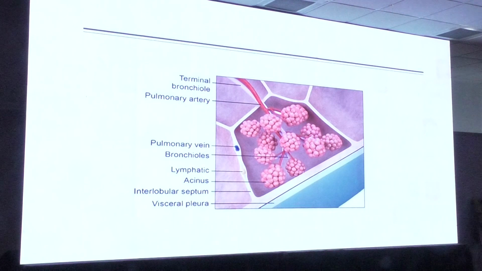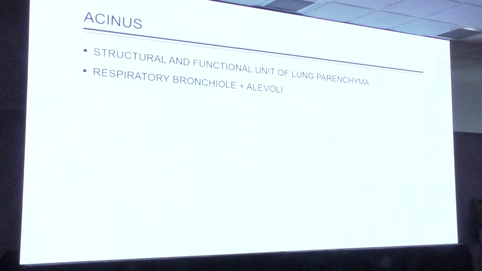Then we have the acinus. We'll discuss the acinus in the next slide. So what is the acinus? Acinus is a functional unit of the lung. It's a structural and functional unit of the lung parenchyma. One respiratory bronchiole with alveolar sacs, you call them an acinus.